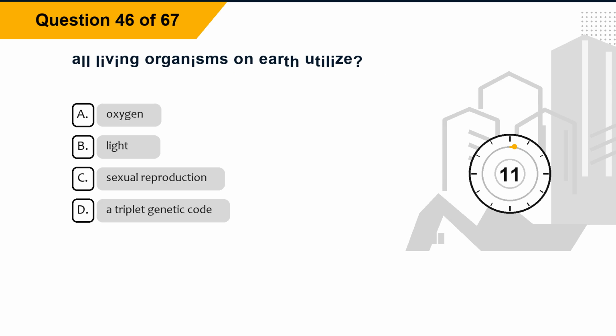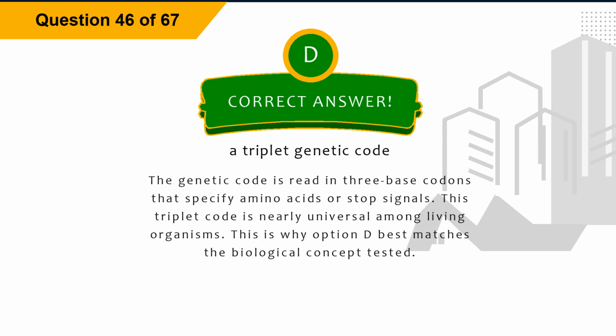Question 46. All living organisms on Earth utilize? Option A, oxygen. Option B, light. Option C, sexual reproduction. Option D, a triplet genetic code. The correct answer is option D, a triplet genetic code. Explanation. The genetic code is read in 3 base codons that specify amino acids or stop signals. This triplet code is nearly universal among living organisms. This is why option D best matches the biological concept tested.